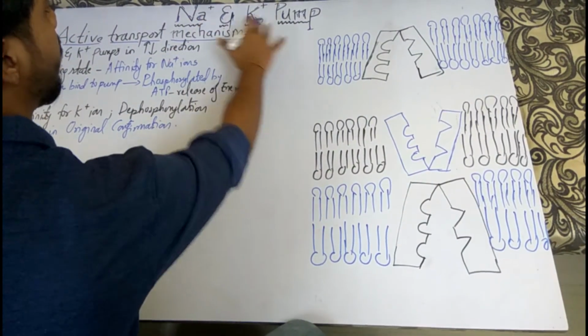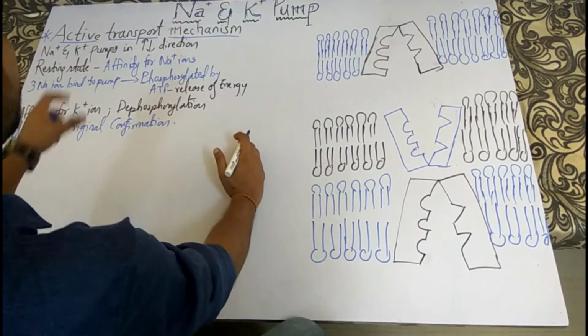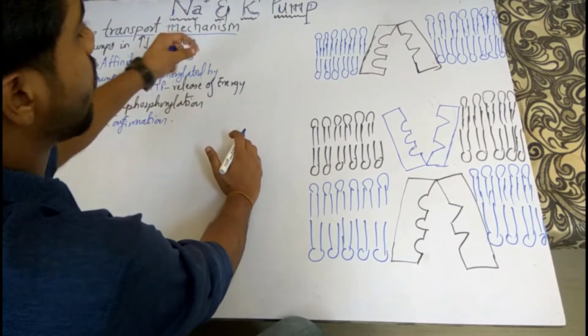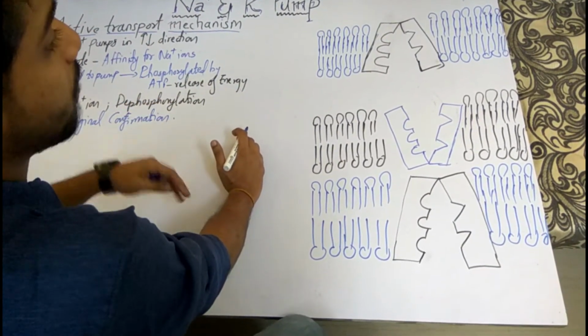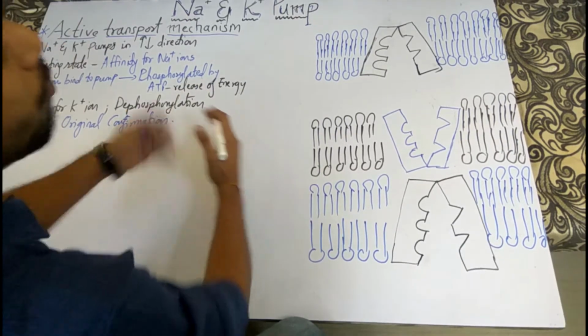In this video tutorial we'll be studying the sodium and potassium pump and how it actually works. So let's get started. This is the sodium and potassium pump. It is normally said to be an active transport mechanism. It is also called a sodium potassium ATPase pump or sodium potassium exchange pump.